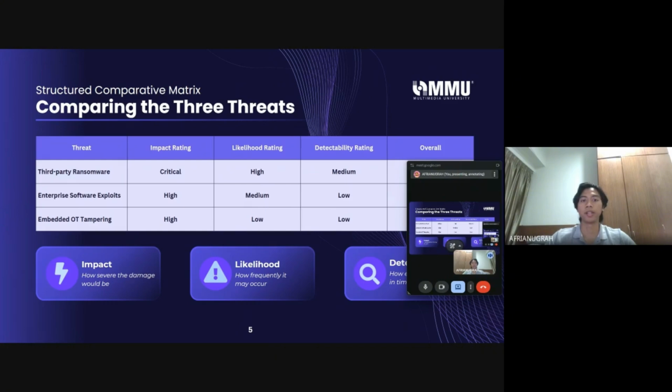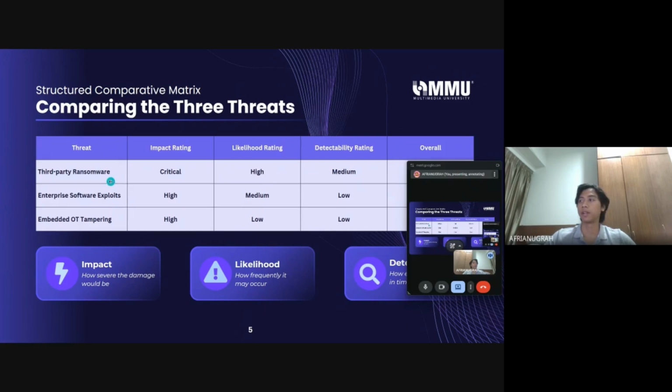This table summarizes our comparison of the three threats. We evaluate each threat using three criteria. The first criterion is impact, which measures how severe the damage will be. The second is likelihood, which estimates how frequently the threat may occur. The last criterion is detectability, which evaluates how easily the attack can be identified before causing damage.